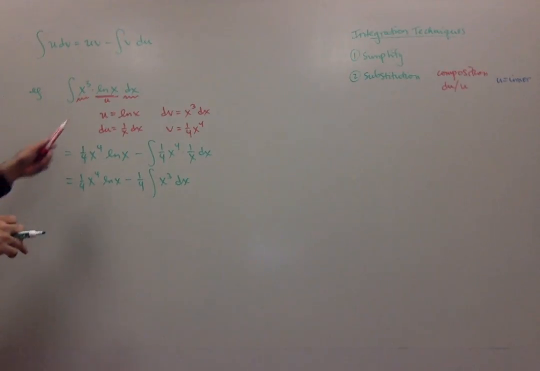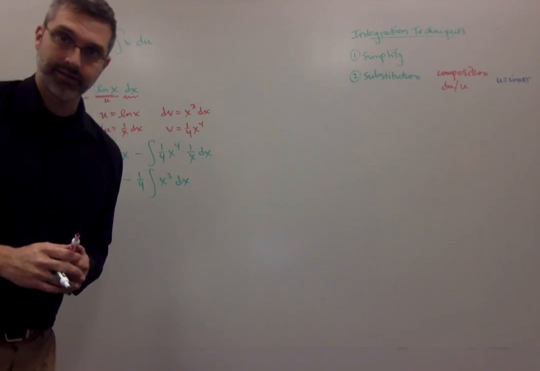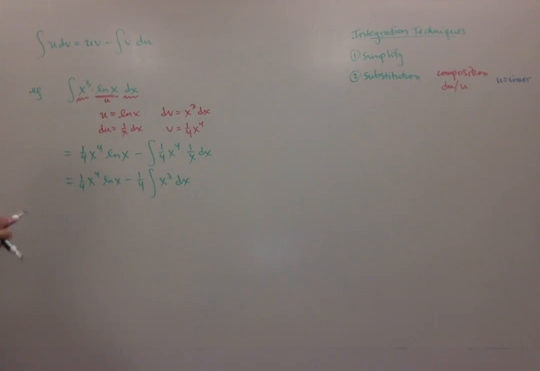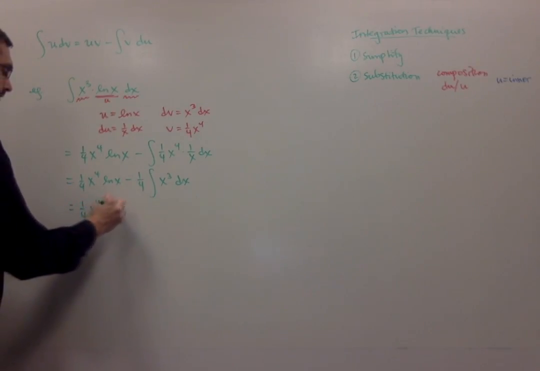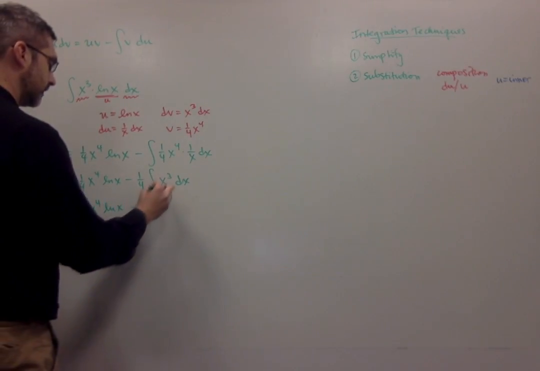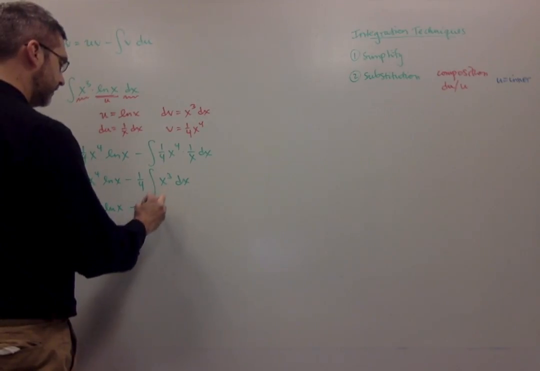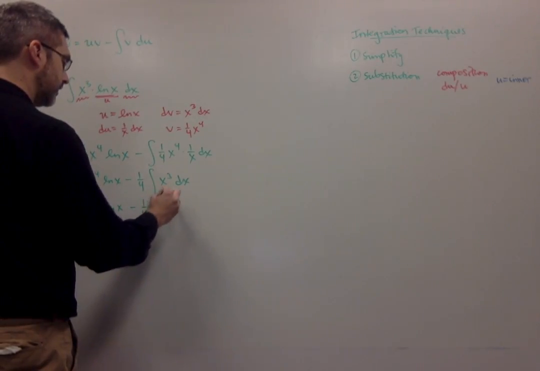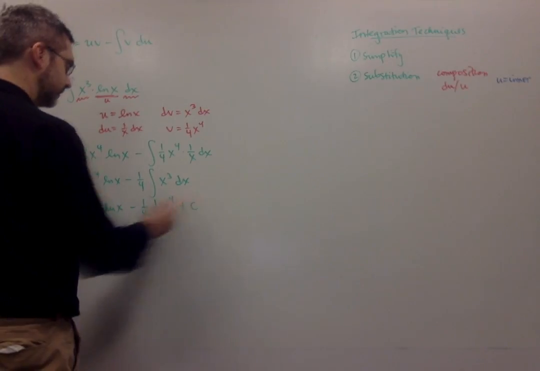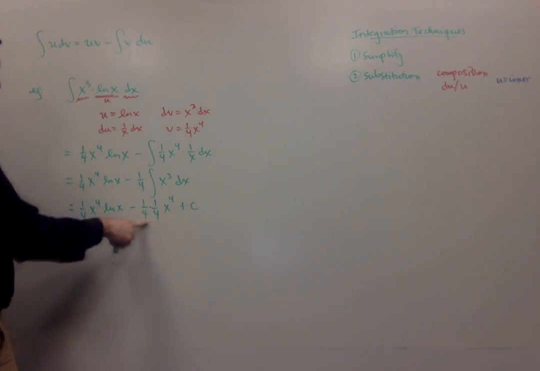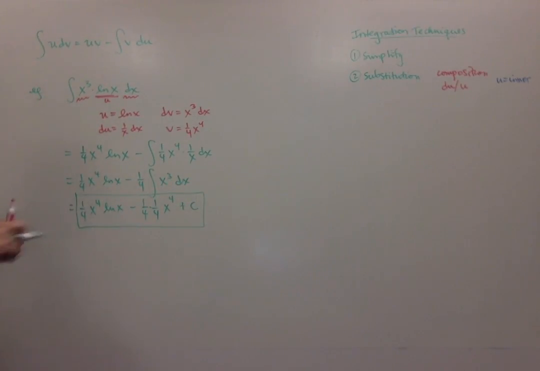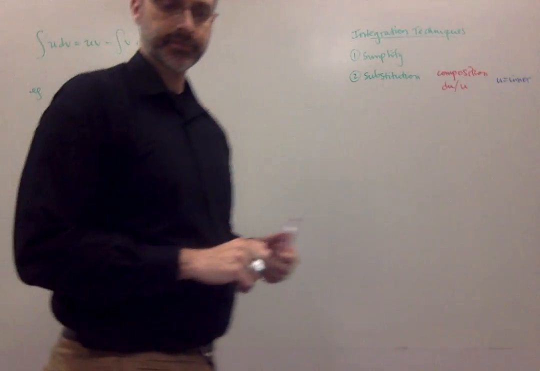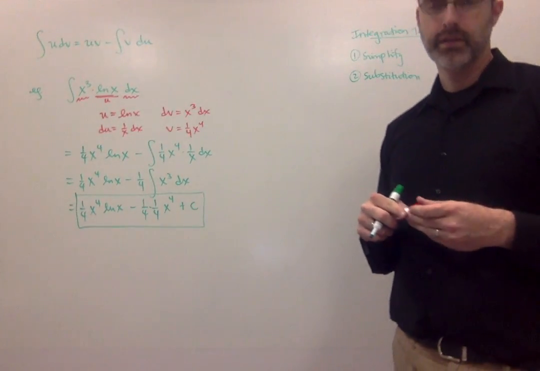Now I ask myself, is this integral better than the original one? Yes, it's much better than the original one. In fact, I can just do it. And what I get is 1/4 x to the 4th there. Okay, and I could rewrite this as 1/16 if I wanted, but the point is that is now an integral that I'm able to do. Okay, does that make sense?